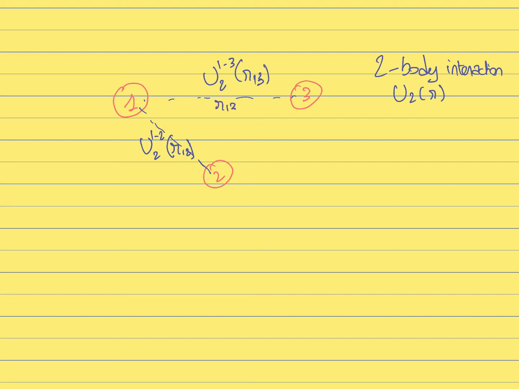So this R13, this is what I call the distance between atom 1 and atom 3, and R12 is the distance between atom 1 and atom 2. And finally, you have another two-body interaction between atom 2 and atom 3, which again is going to depend only on the distance between atom 2 and atom 3. So those are the two-body interactions. They depend on the distance between the atoms.